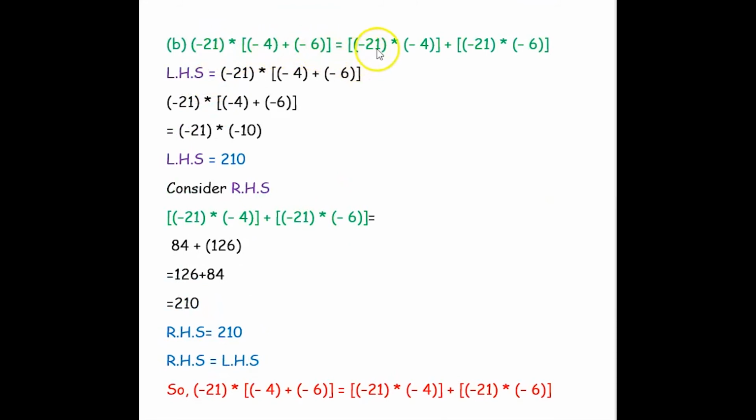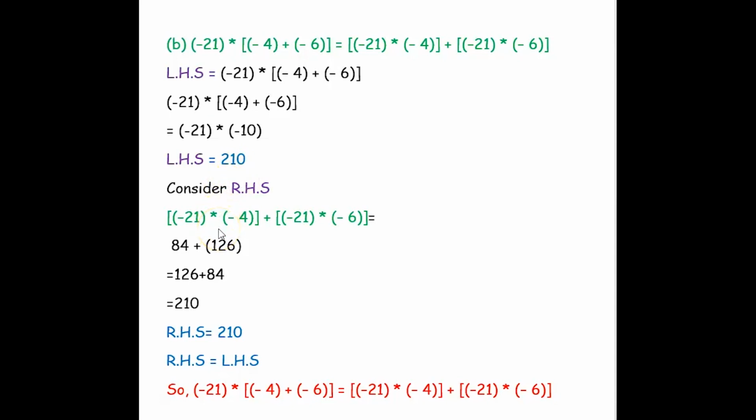Now let's take the second question, that is negative 21 into negative 4 plus negative 6 is equal to negative 21 into negative 4 plus negative 21 into negative 6. Consider the left hand side, that is negative 21 into negative 4 plus negative 6. First we will take the numbers inside the parenthesis. Negative 4 plus negative 6 is negative 10. So negative 21 into negative 10 is positive 210, because negative into negative becomes positive. So our left hand side is positive 210.